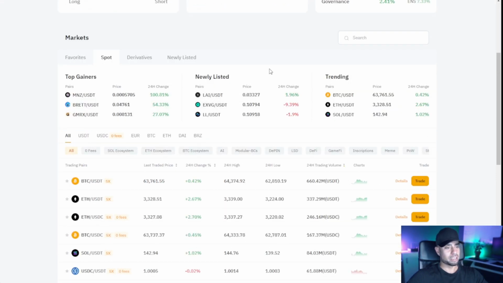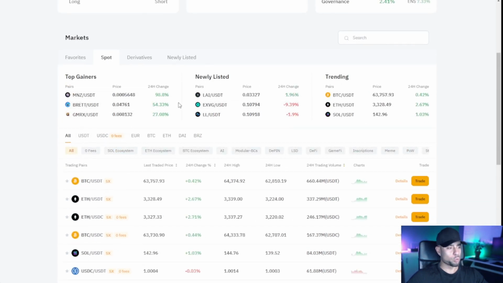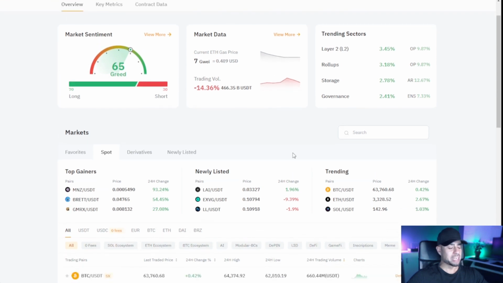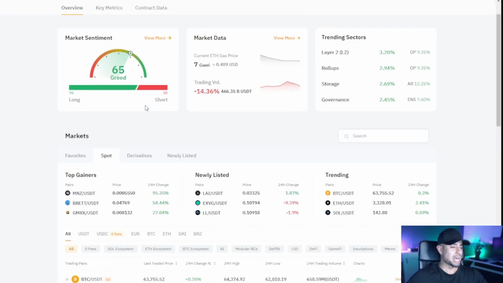Newly listed, and as I said, trending. So here you can get quite a good overview on different tokens to invest into, what's happening in the markets, what's going on, gainers, losers, and so on. When I'm trading crypto, I like to start my day inside here to see what's happening in the markets.